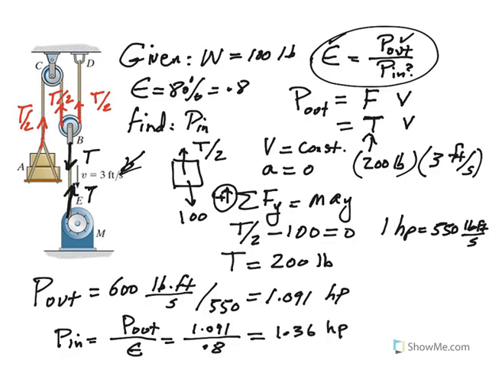So basically, if this was an electric motor and you plug it into the outlet, you're drawing in 1.36 horsepower. If you want to convert this to watts, you multiply it by 746, since 1 horsepower is about 746 watts. So that's in the neighborhood of 1100 watts or so.